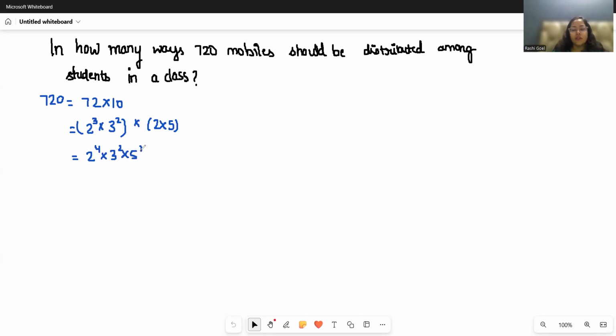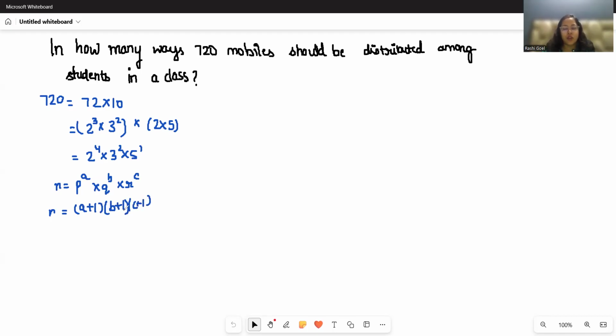Now the formula we will write for the number of divisors. So n is equal to p power a, where p is 2 here and a is 4. Similarly q power b and r power c. So here the number of divisors is (a plus 1)(b plus 1)(c plus 1).